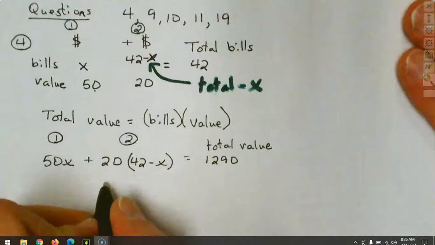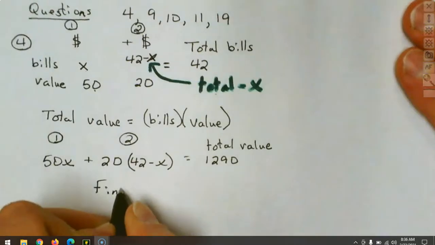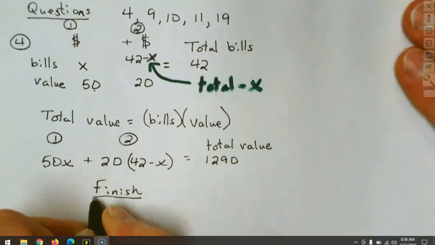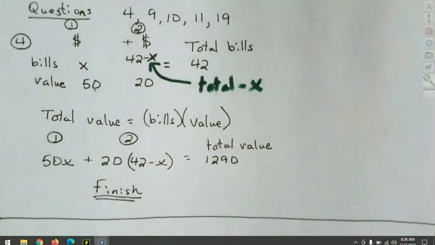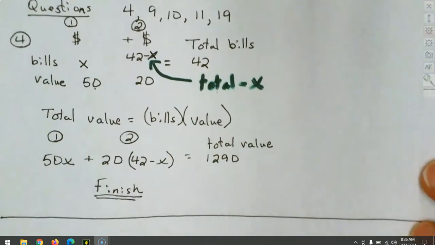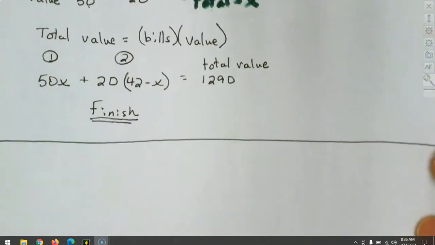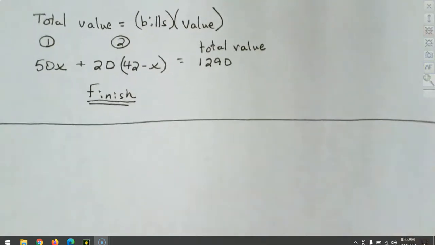So you can finish this one on your own. And that's just going to be distributing through and combining like terms. But there is your equation. Is everyone okay with how I set that one up there? Very, very similar to the investment and the mixture questions.